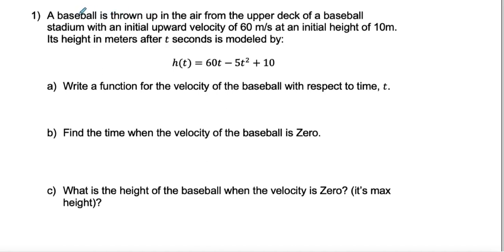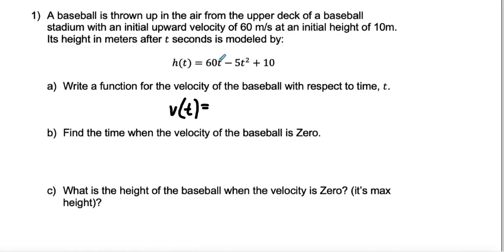Okay, so the first problem says a baseball is thrown up in the air from the upper deck of a baseball stadium with an initial upward velocity of 60 meters per second at an initial height of 10 meters. Its height in meters after t seconds is modeled by the following function. Okay, so this is the position or distance, but in this case, since we're throwing something up and down, it's going to be the height. And so write a function for the velocity. Well, that's just the first derivative.